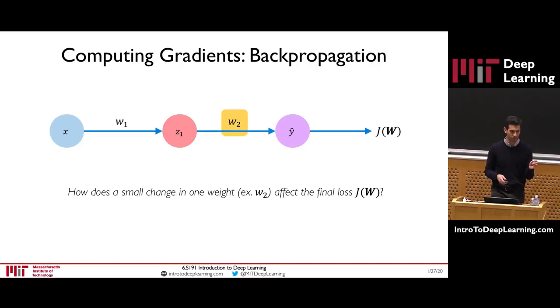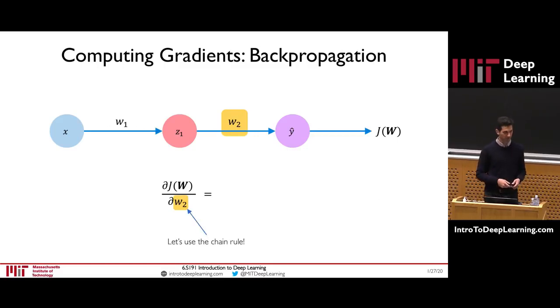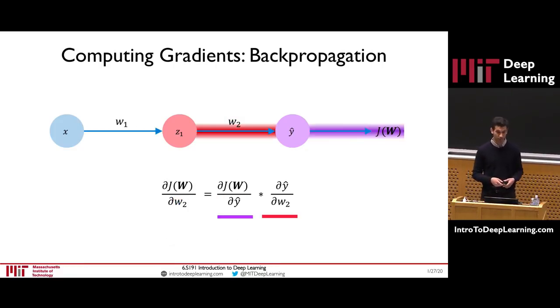If we change W2 in a very minor manner, how does our loss change? Does it go up or down? How does it change? And by how much, really? So that's the gradient that we care about, the gradient of our loss with respect to W2. Now, to evaluate this, we can just apply the chain rule in calculus. So we can split this up into the gradient of our loss with respect to our output, y, multiplied by the gradient of our output, y, with respect to W2.